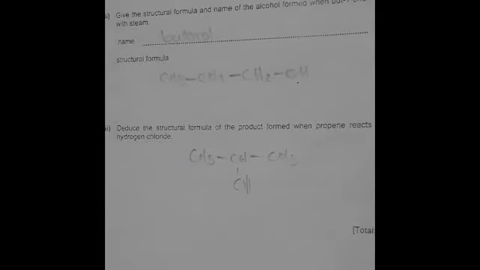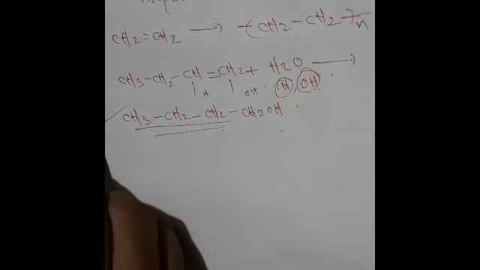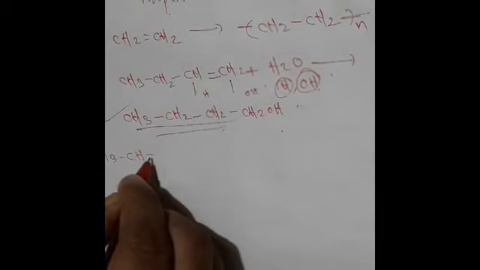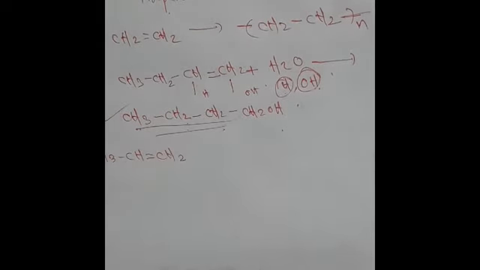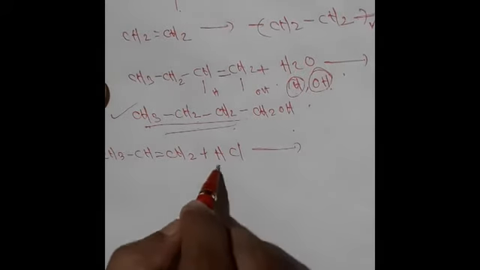Clear? Next one, C3, question number C3. Here propene reacted with hydrogen chloride. What will be the product? We know the structure of propene, CH3 CH double bond CH2, 3 carbons and a double bond. Propene reacting with hydrogen chloride, HCl. Hydrogen chloride means hydrogen and chlorine.